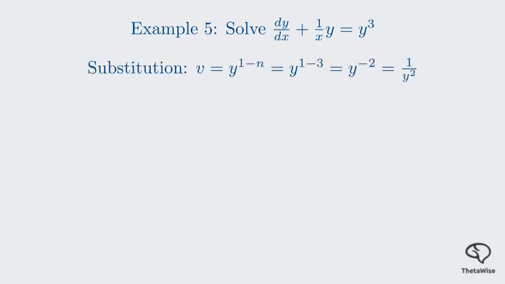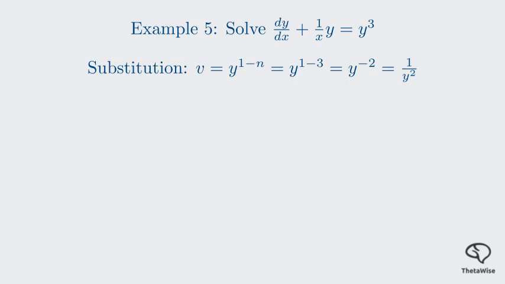Let's try another Bernoulli equation. We want to solve dy/dx plus y over x equals y cubed. This is in standard Bernoulli form. P of x is 1 over x, q of x is 1, and n is 3. Our substitution is v equals y to the power of 1 minus n. So v equals y to the power of 1 minus 3, which is y to the negative 2, or 1 over y squared.